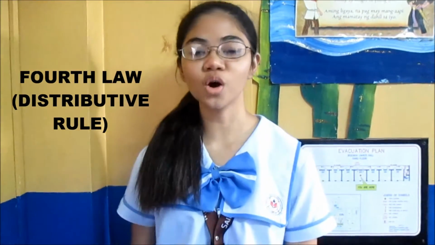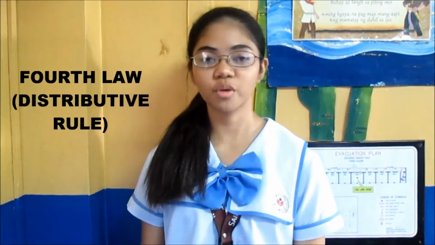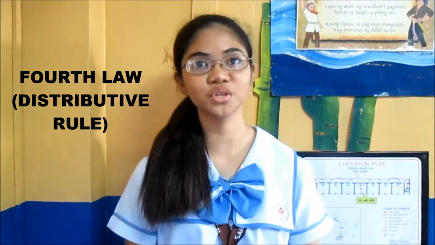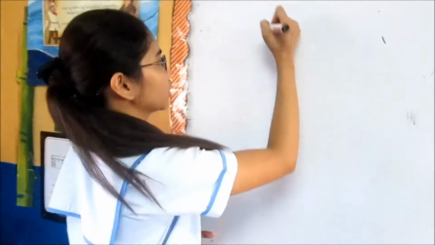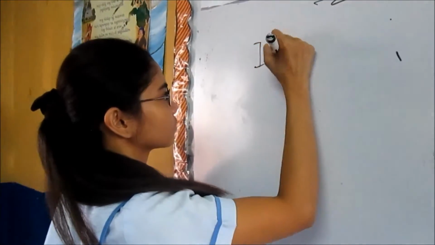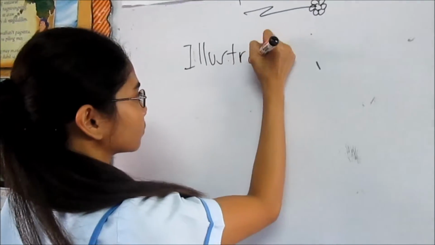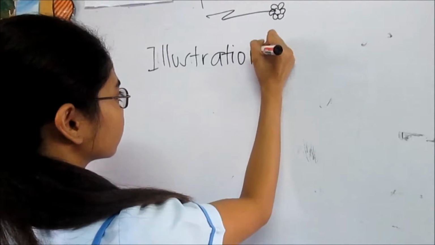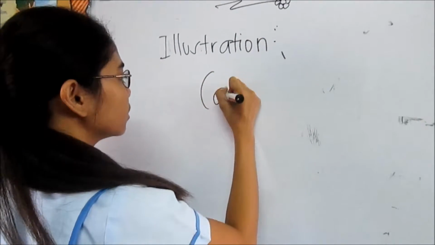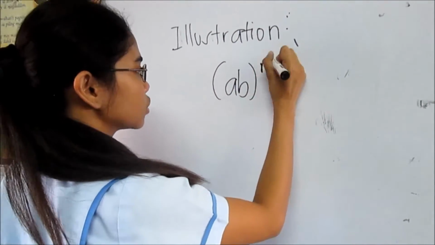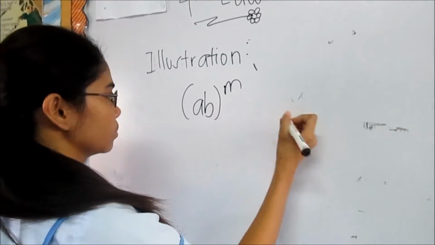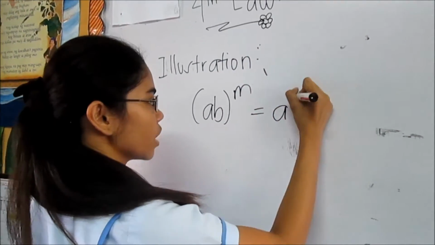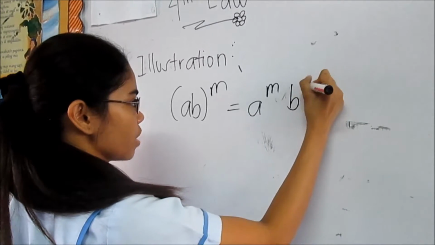The fourth law, which is also called the distributive rule. From the word itself, you have to distribute the exponents. Here's the illustration. ab is raised to m. So you have to distribute the exponent m. It is equal to a raised to m, b raised to m.